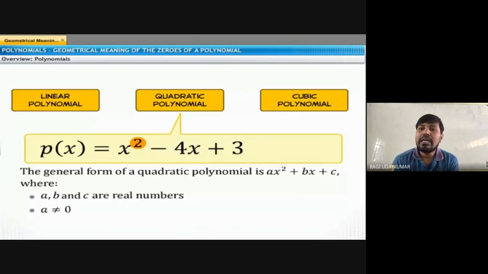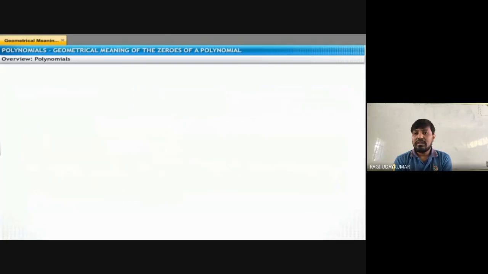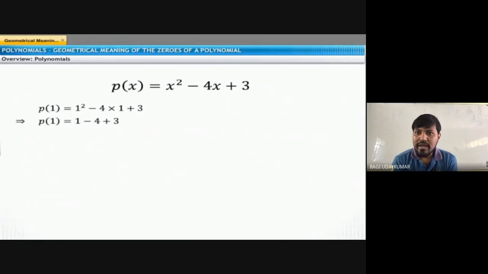a is nothing but whatever the power of the variable you are taking, its coefficient should not be equal to 0. If it becomes 0, the term is not there. So p of 1 is nothing but the value of the polynomial. So when you substitute 1 in the place of x, you are getting 0. So therefore that 1 is called a 0 of this polynomial.